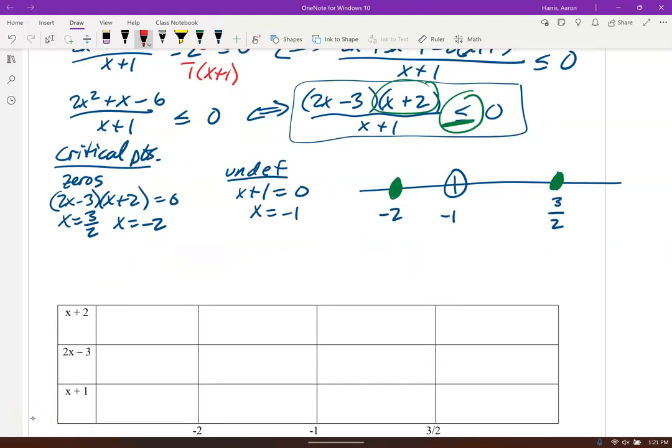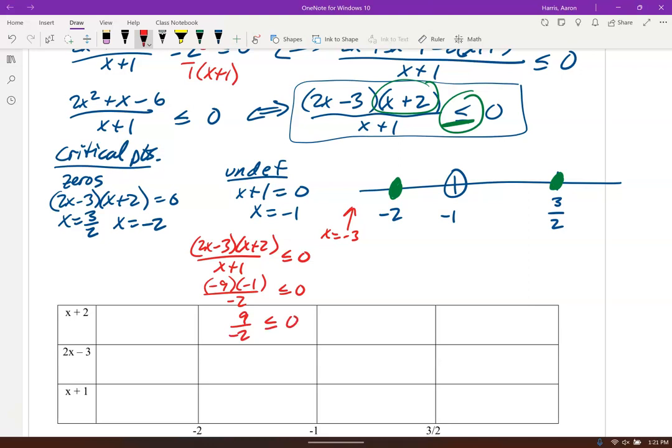So now we'll test some points, like -3, and I'm throwing it in. So I get 2 times -3 is -6. -6 minus 3 is -9. -3 plus 2 is -1. -3 plus 1 is -2. Well, that's a +9 over -2. That's a -9/2. Is that less than or equal to 0? Yes, it is.